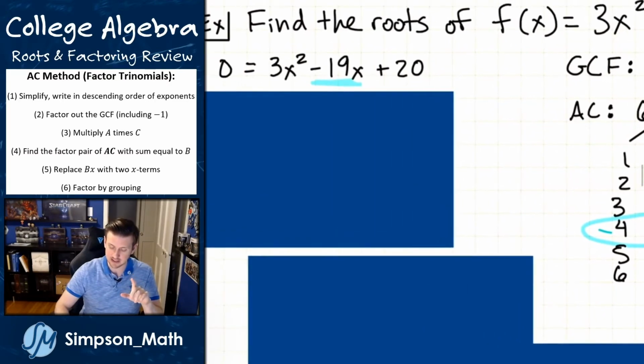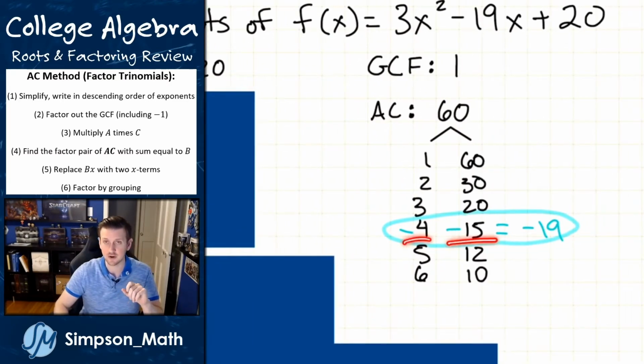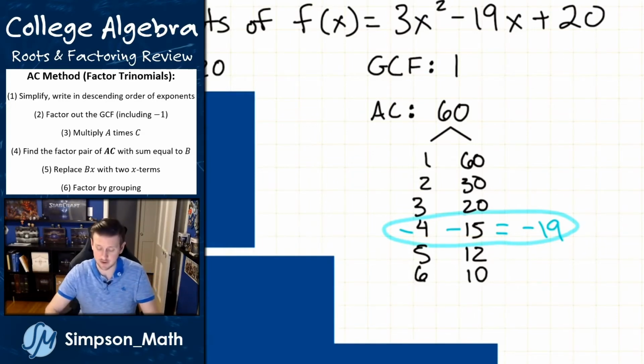So yes, we're going to end up with this factor pair, negative 4, negative 15, which adds to negative 19. I already have that written down. But I wanted to just convince you again about why I want you to write them in this order, starting at 1 and then increasing.